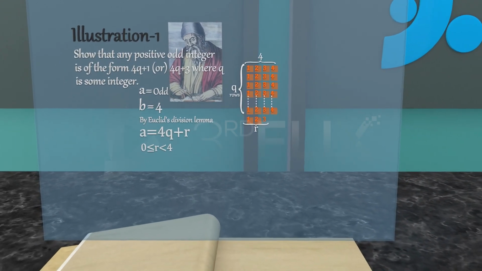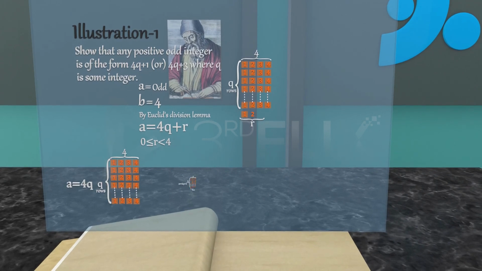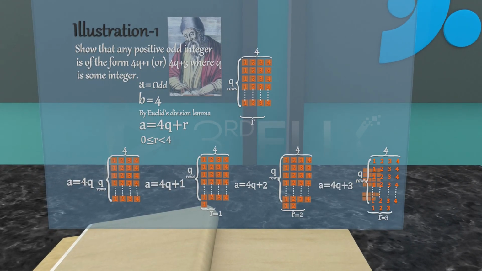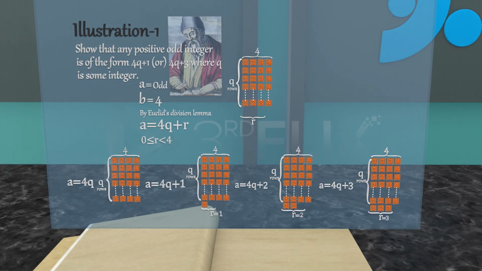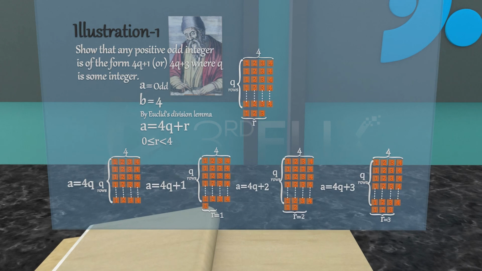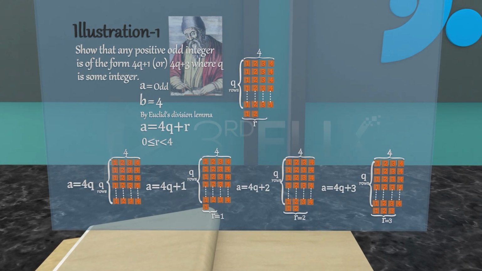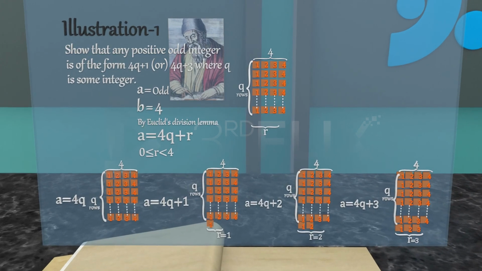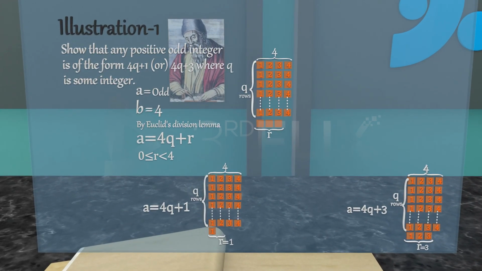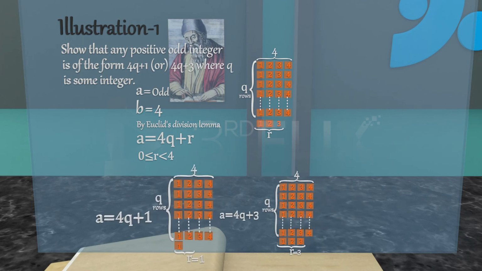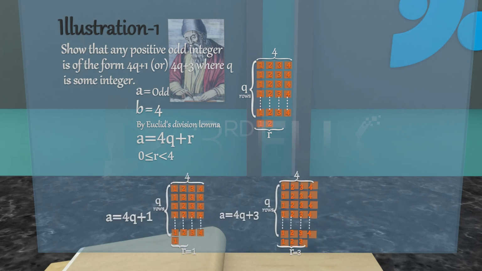Then a can be 4q or 4q plus 1 or 4q plus 2 or 4q plus 3. Since a is an odd integer, a cannot be 4q or 4q plus 2, because 4q or 4q plus 2 are divisible by 2. Therefore, any odd integer is of the form 4q plus 1 or 4q plus 3.